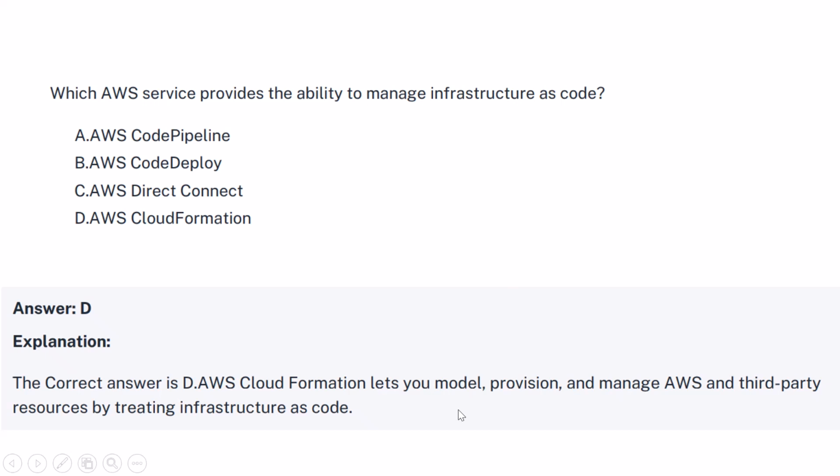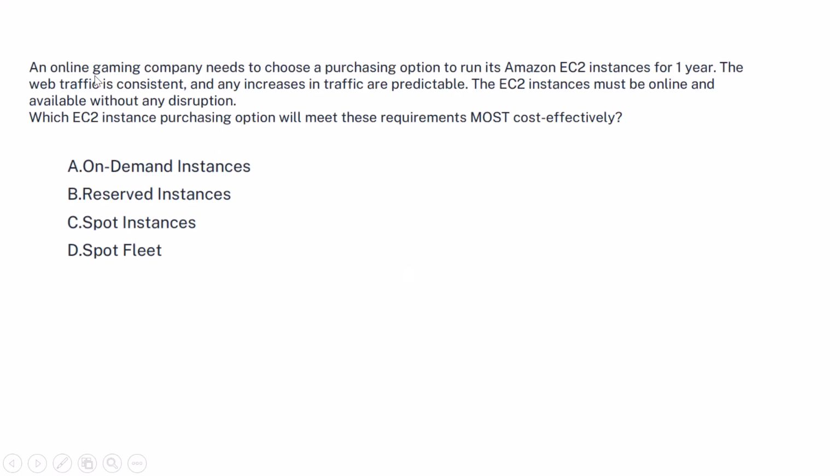AWS CloudFormation lets you model, provision, and manage AWS and third-party resources by treating infrastructure as code. Next question. An online gaming company needs to choose a purchasing option to run its Amazon EC2 instances for 1 year. The web traffic is consistent and any increases in traffic are predictable. The EC2 instances must be online and available without any disruption. Which EC2 instance purchasing option will meet these requirements most cost effectively?